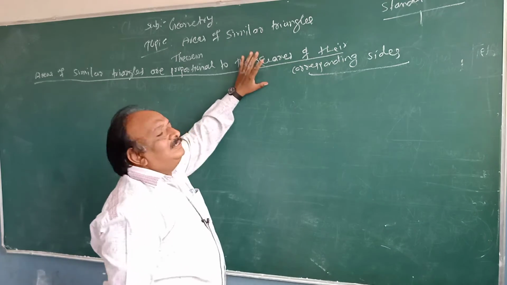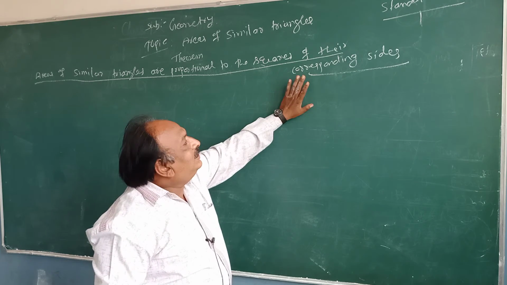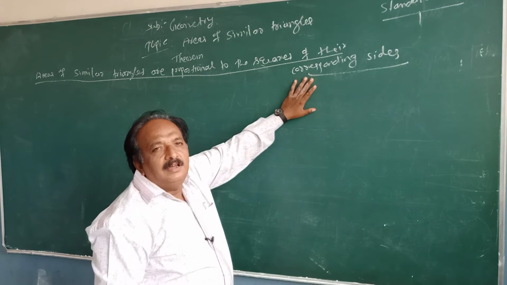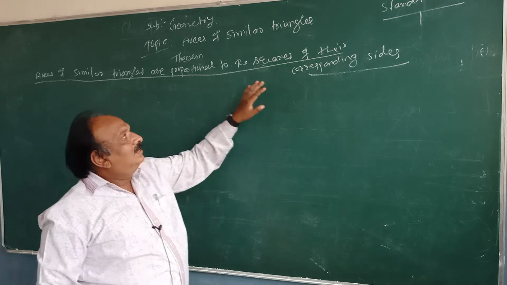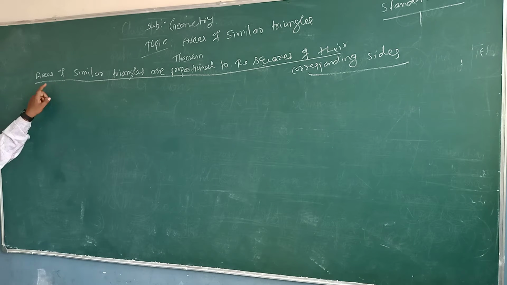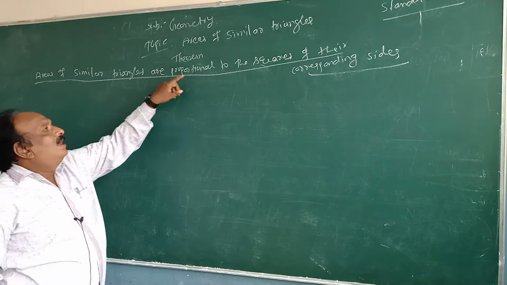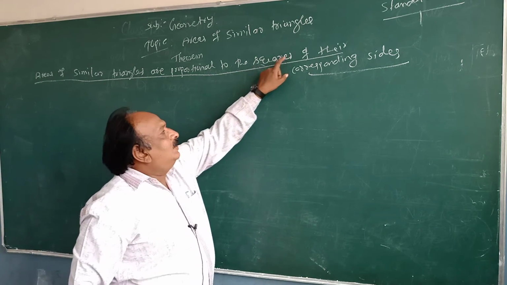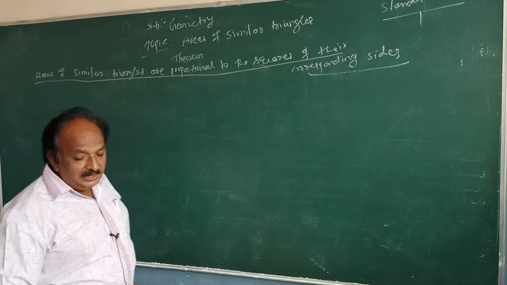We are going to conduct the activity based on this in our offline class. In the online class, we are going to prove this theorem. Areas of similar triangles are proportional to the squares of their corresponding sides.